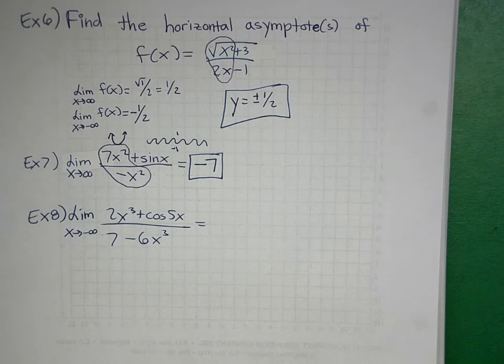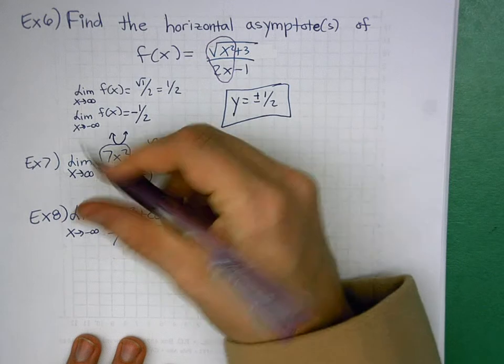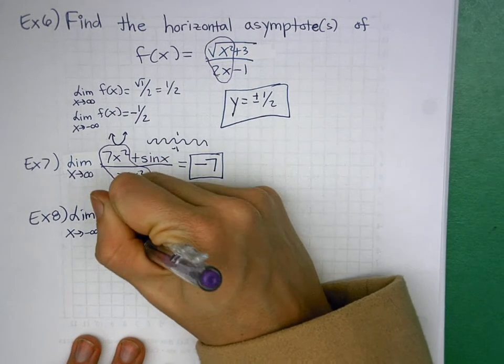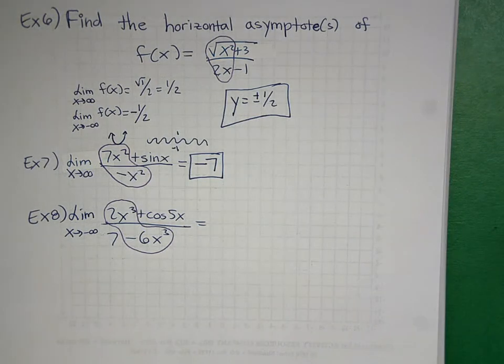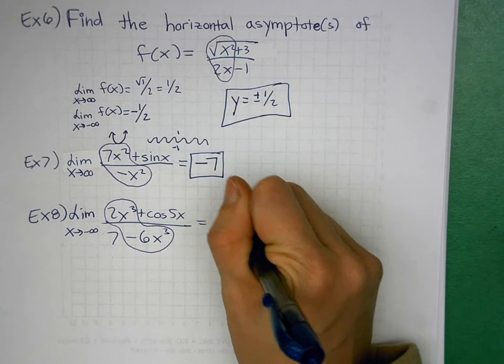Okay, so highest power, cosine of 5x is not my highest power. That's just oscillating back and forth, so here are my highest powers. So then you're asking yourself, well, what scenario am I in? Is this a numerator with a higher power, a denominator, or equal? And in this case, they are equal, so I'm going to reduce, which gives me -1/3.